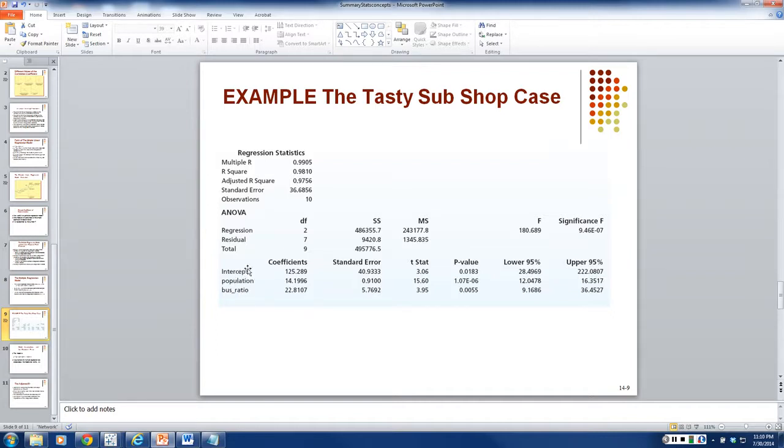So in other words, if I am able to write the equation of this line, it will be y equal to intercept plus the coefficient of the population multiplied by x1 plus the coefficient of the bus ratio multiplied by x2 plus error. That will be the complete equation of the line. In other words, it will be y equal to 125.289 plus 14.1996 multiplied by x plus 22.8107 multiplied by bus ratio plus error.